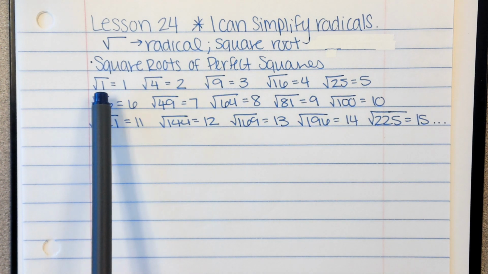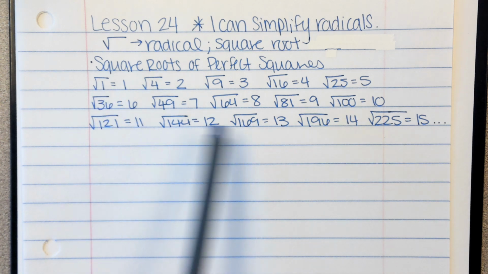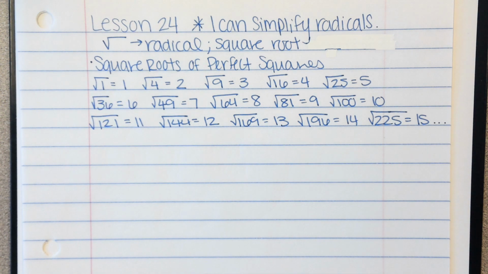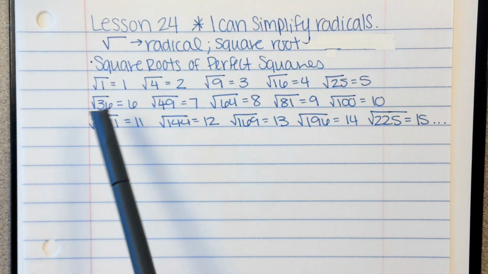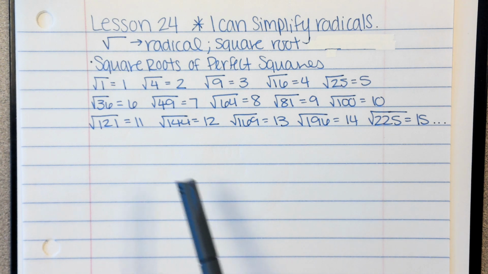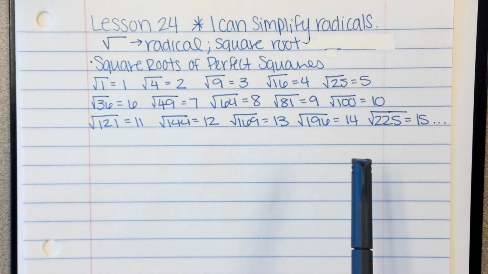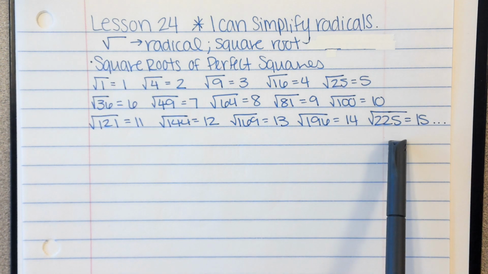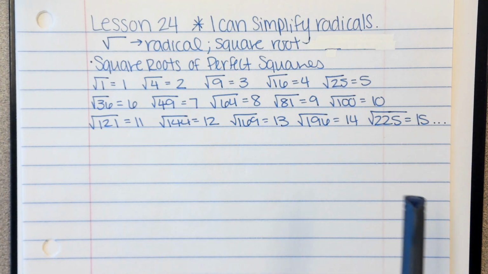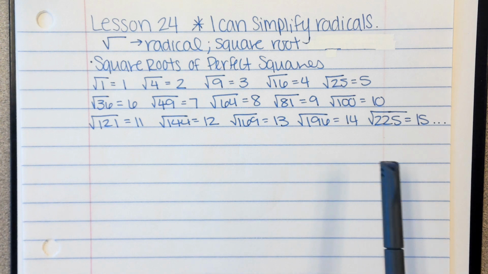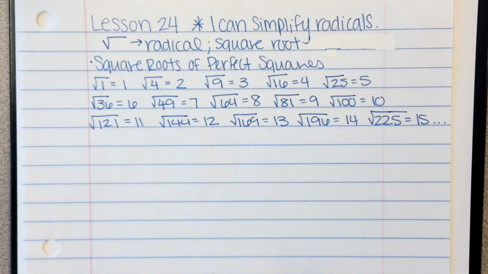So I recommend that you know the square roots of the first 15 perfect squares. So the perfect squares are the numbers inside, like 1, 4, 9, 16, 25, 36, etc. And it's helpful if you just know the first 15 and you have those memorized and you just know them really quickly. However, if you don't know them, that's fine. You can always type them in the calculator. But they can be helpful if you just know them.